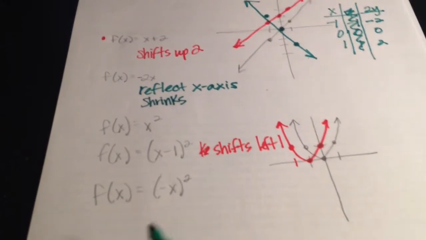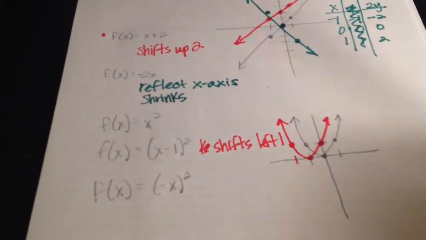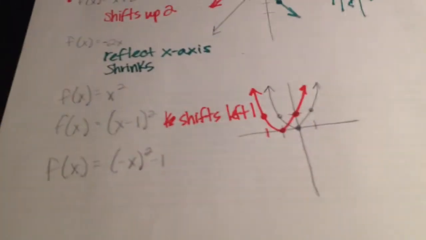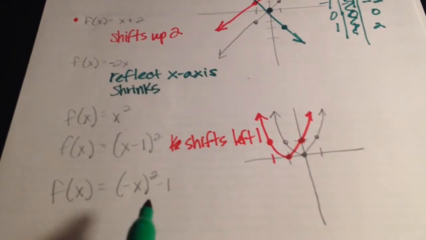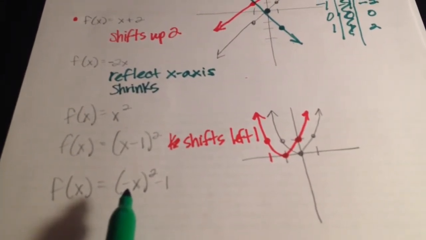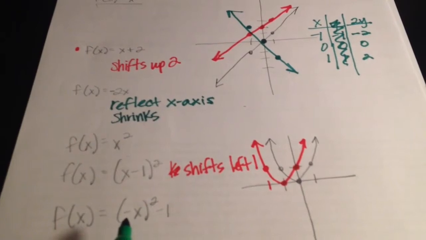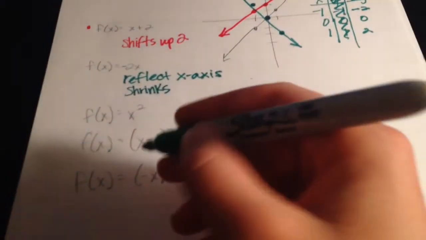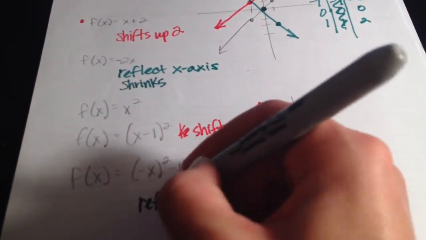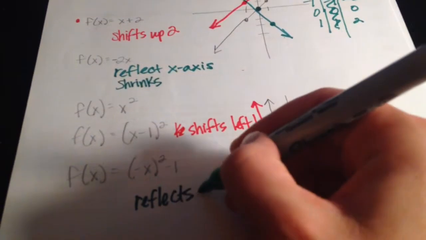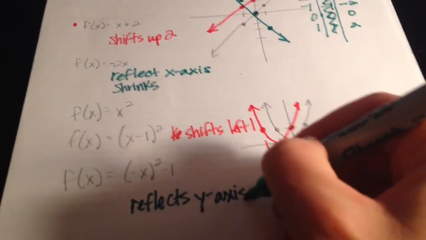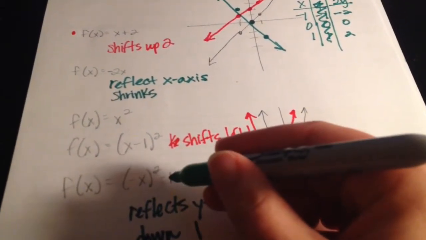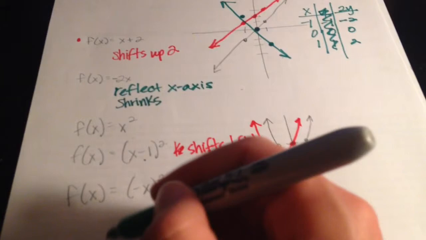Okay, now let's go to this next one. All right, and I'm going to add something on here. Let's add plus 1. Okay, all right, so now we see a negative inside the parentheses. That means that it reflects over the y-axis. And then this minus 1 is going to mean it also goes down 1 because it's not in parentheses, so it can't be a shift like this.